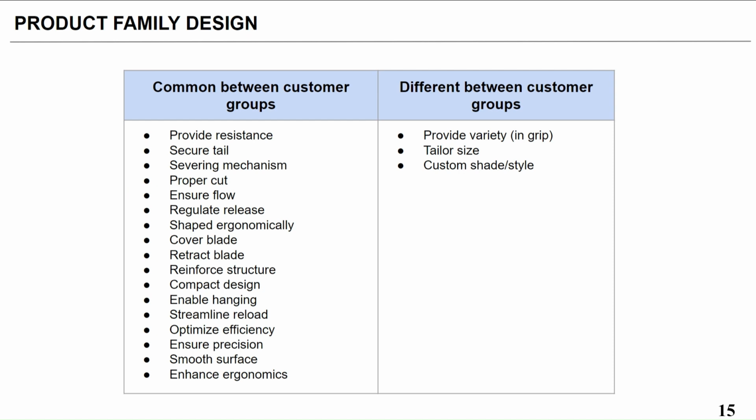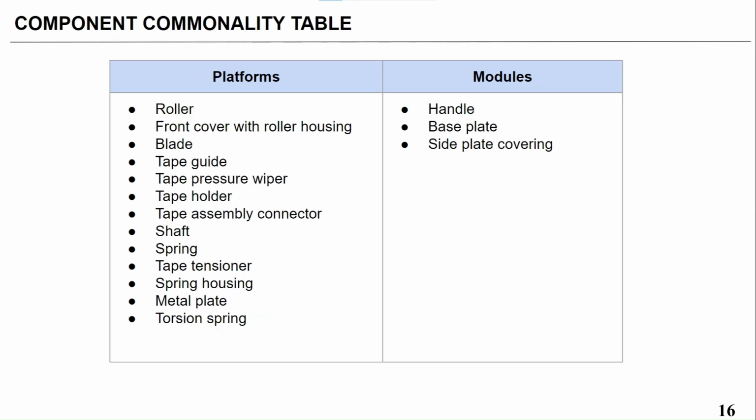For the product family design, the functions that are going to be common between all the customer groups are going to be those functions that are necessary for releasing and cutting the tape, whereas the different functions are going to be those that relate to having a different appearance and different specific grips. This is similar in the component commonality table, where all the platforms again are simply those components that are necessary for cutting the tape, whereas the modules are going to be where the tape dispenser varies in style and grip.